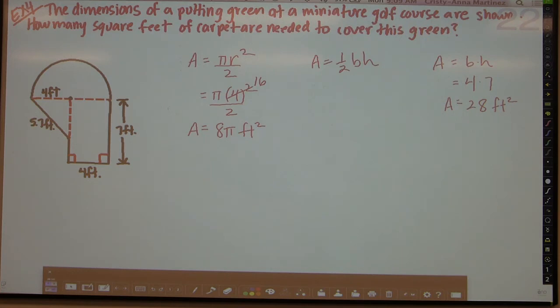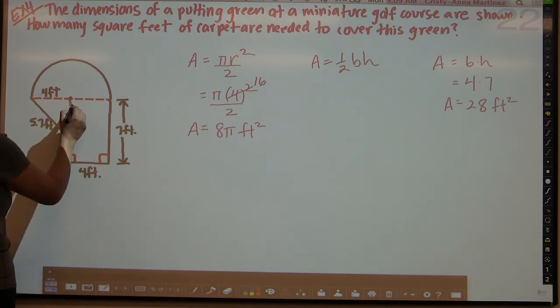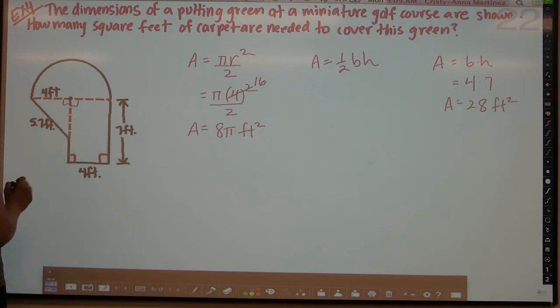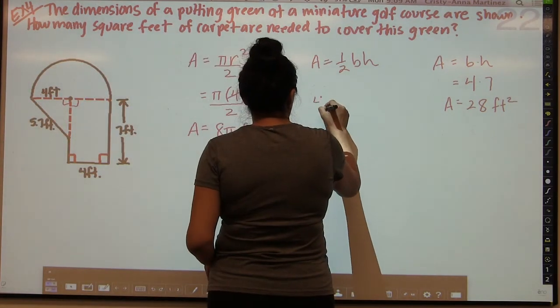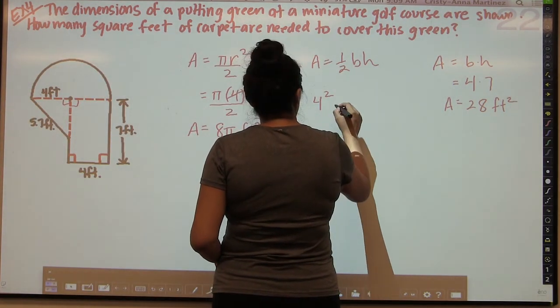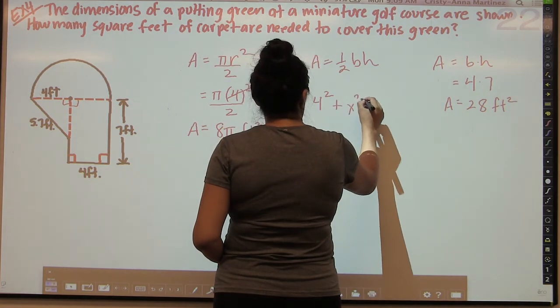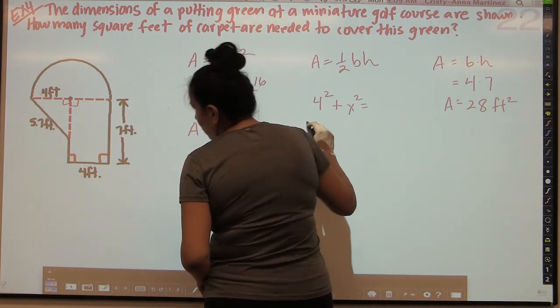But what we can do for that one is use Pythagorean theorem, because it is a right triangle, because this is a rectangle, so this is the right triangle. So it means that we have a leg, hypotenuse, and we're missing the other leg. So we're going to go 4 squared plus x squared equals the hypotenuse, which is 5.7 squared.